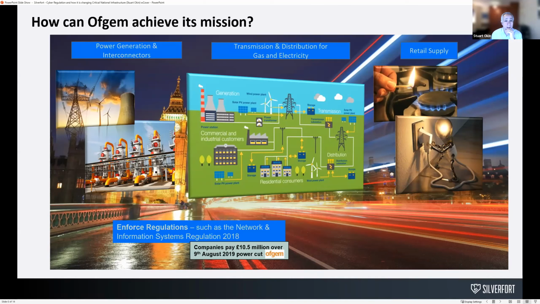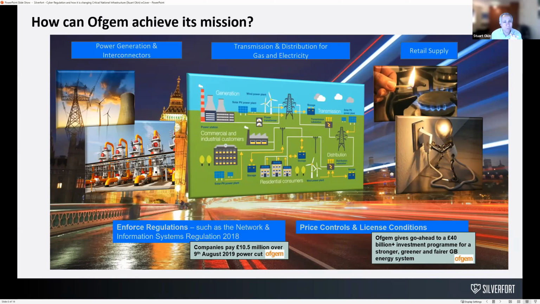I should point out, for cyber, our intention is not to publicise enforcement actions. So when we enforce and when we penalise, we don't publicise until after remediation has taken place for a company subject to those penalties, as we do not want to paint a target on the critical national infrastructure organisation.